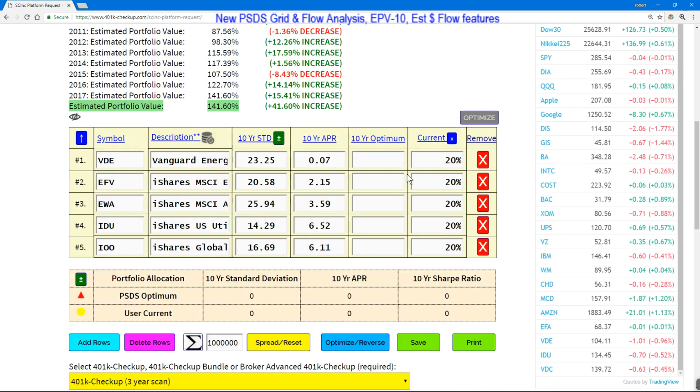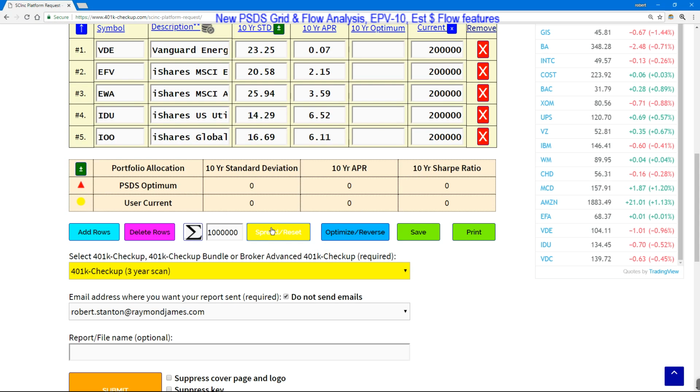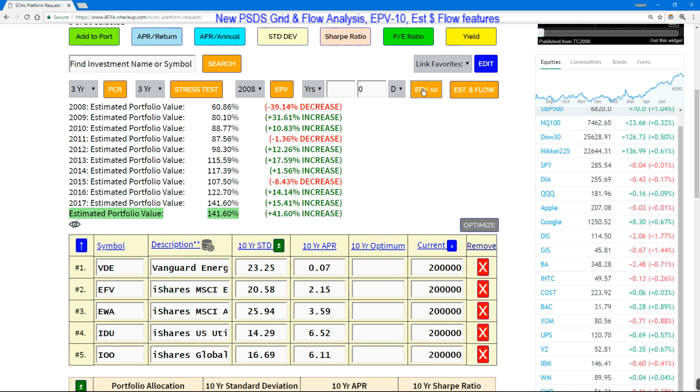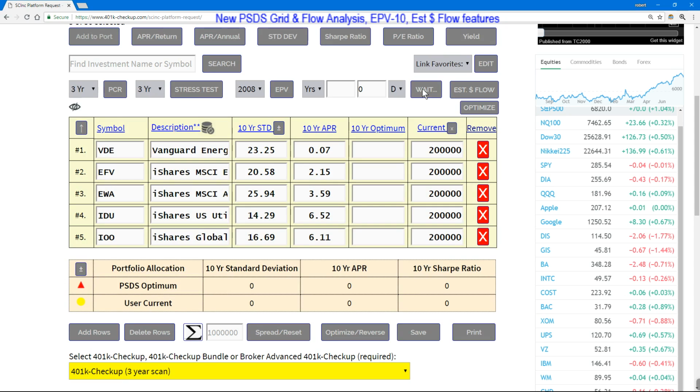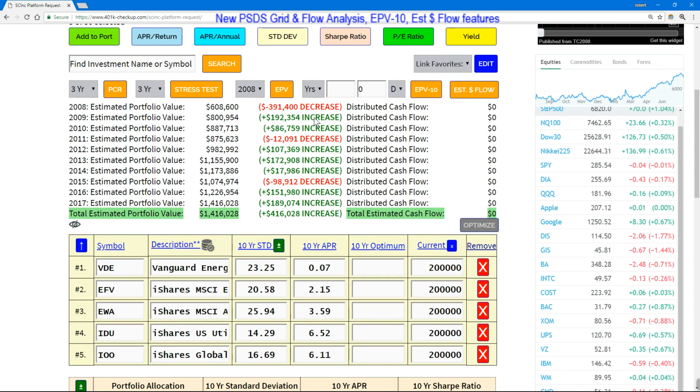If we preferred dollars, we hit the spread reset, and then we could calculate it by hitting EPV 10, and it would display in dollar terms. Same information, but now a $1 million portfolio went down to 600,000 and is up to 1,400,000. A little more dramatic and a little more relatable. Oh, that's how much money I could have in the volatility of that portfolio.